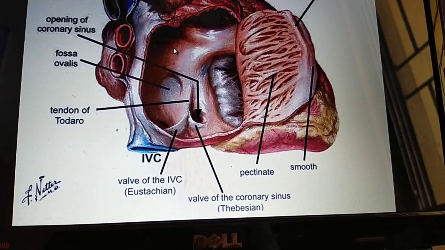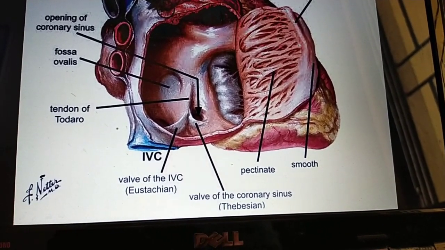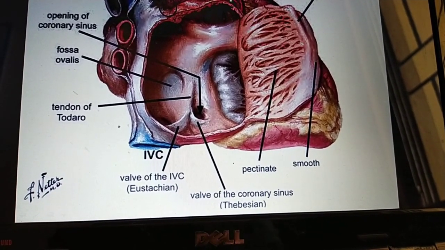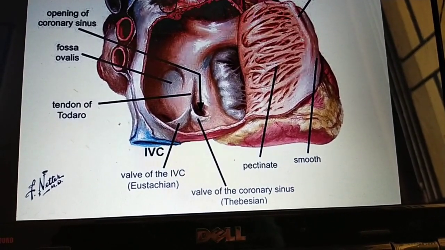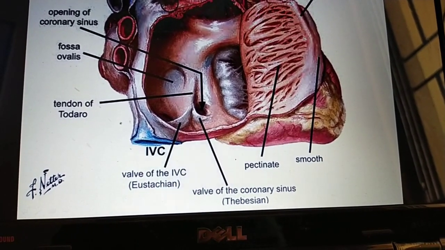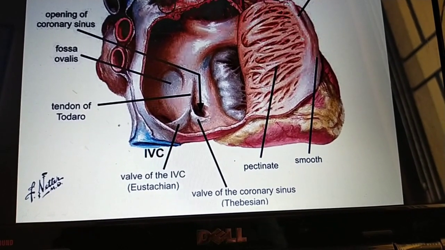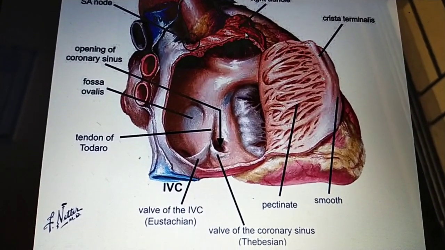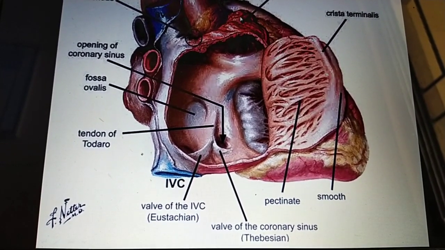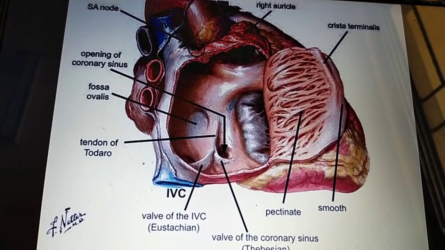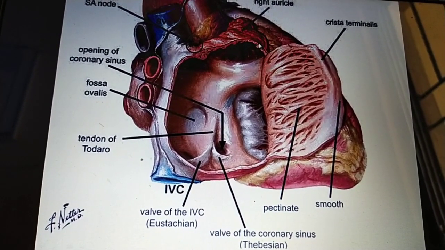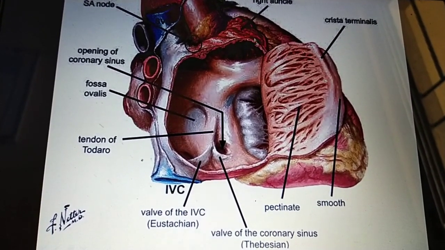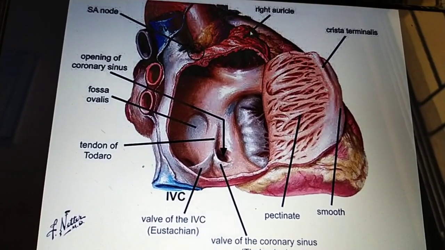Another thing, you can see here a projection of the atrium. These projections, or outpouchings of the atrium, are called auricles. Auricles are nothing but outpouchings. You can see the structure here like this. This is an auricle. These auricles are outpouchings of the atriums, or external ear-like outpouchings of the atrium.